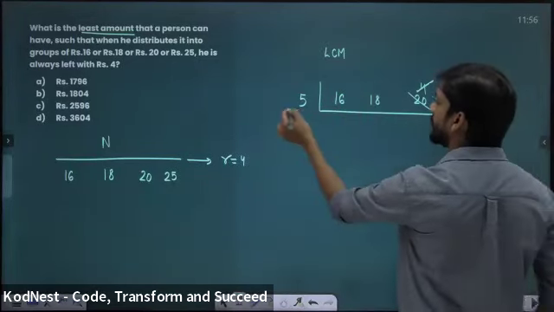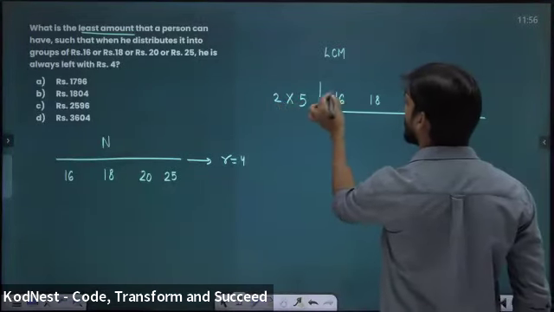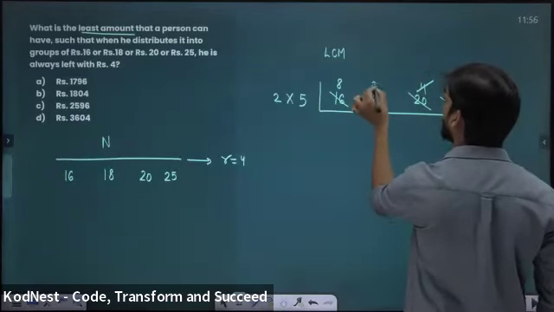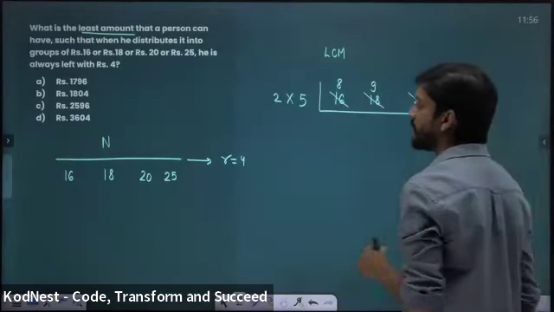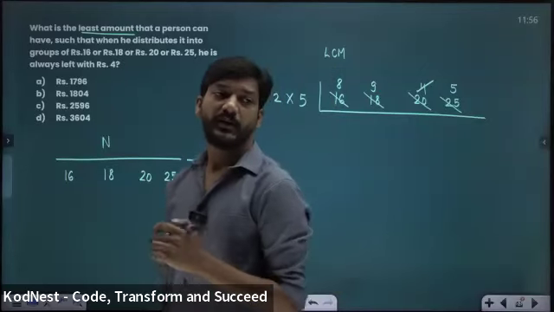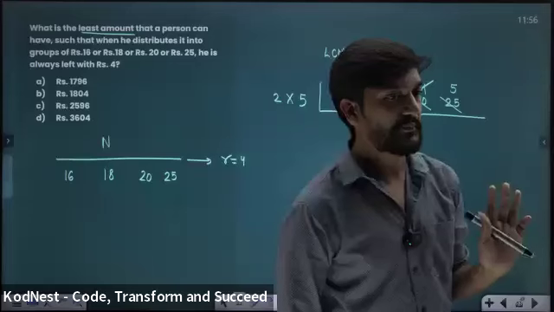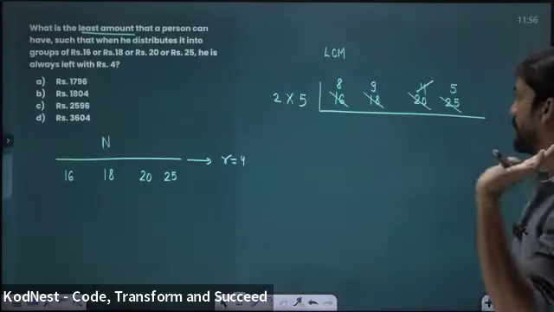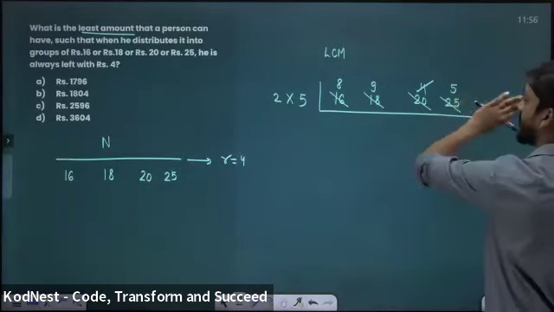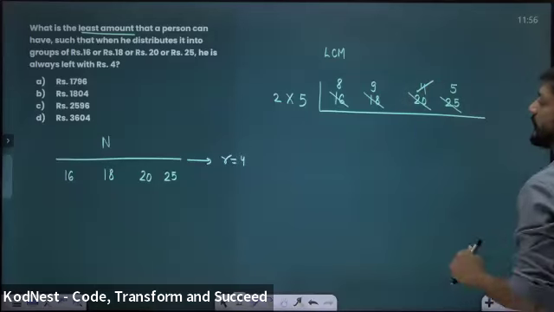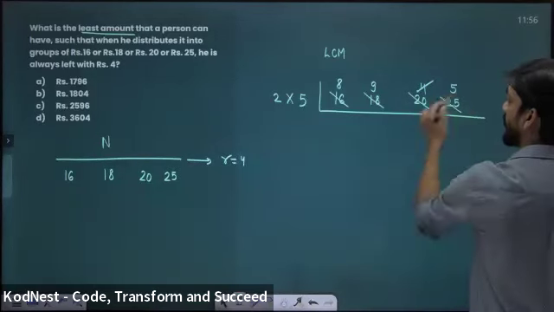16 and 18, 2 is common. Okay. So 2 into 8 and 2 into 9. Anything common now? Carefully answer. Okay. No. 8, 9, 5. Nothing is common. 4 is already cancelled. Okay. So now 8, 5, 40.